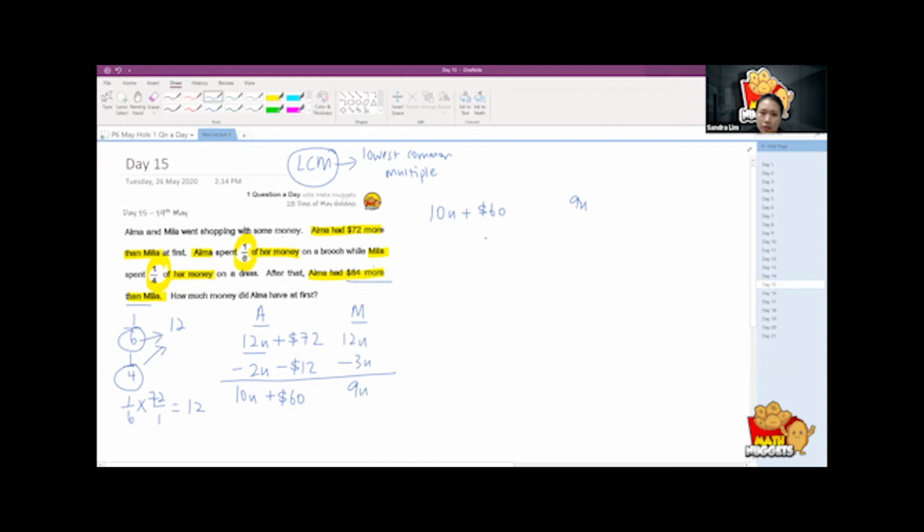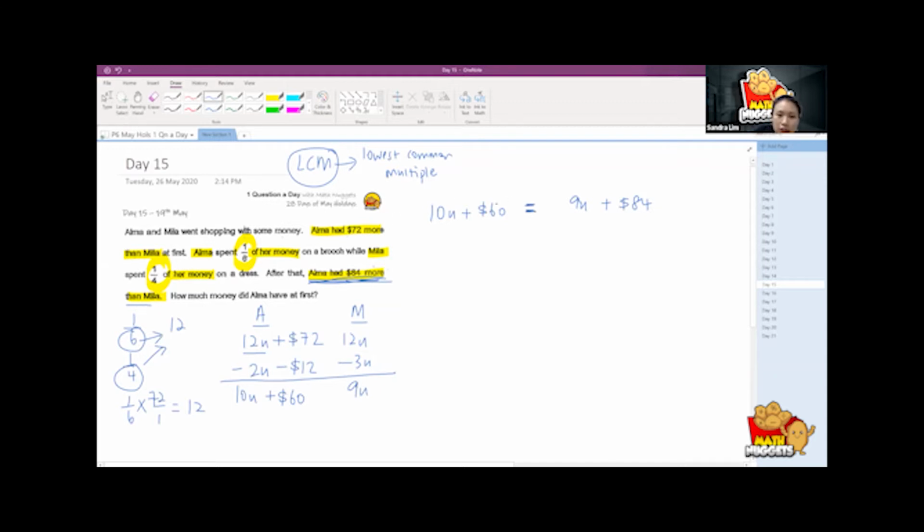I want to form an equation, so I want to put an equal sign between them. But in order to do that, I need to make them equal first. At the moment, they're not equal, right? So in order to write the equal sign in between, I need to add $84 to Mila. Okay, what's the reason I add $84 to Mila? Because Alma had $84 more. So for them to be equal, I need to add 84 to Mila to make Mila the same as Alma in the end. Okay, so I'm doing this just to form an equation.